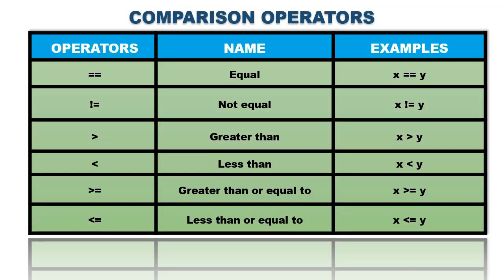Next we are going to see comparison operators. Here are the operators. First one is equal to, not equal to, greater than, less than, greater than or equal to, less than or equal to. We can see some examples using comparison operators.